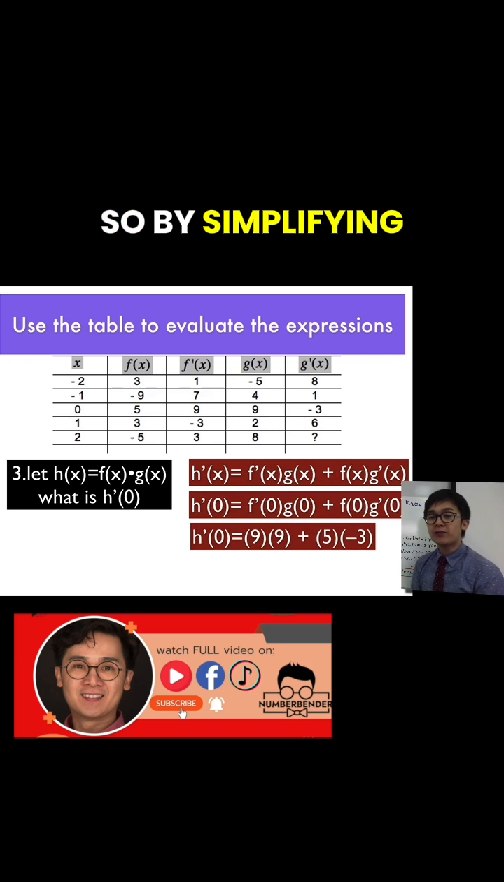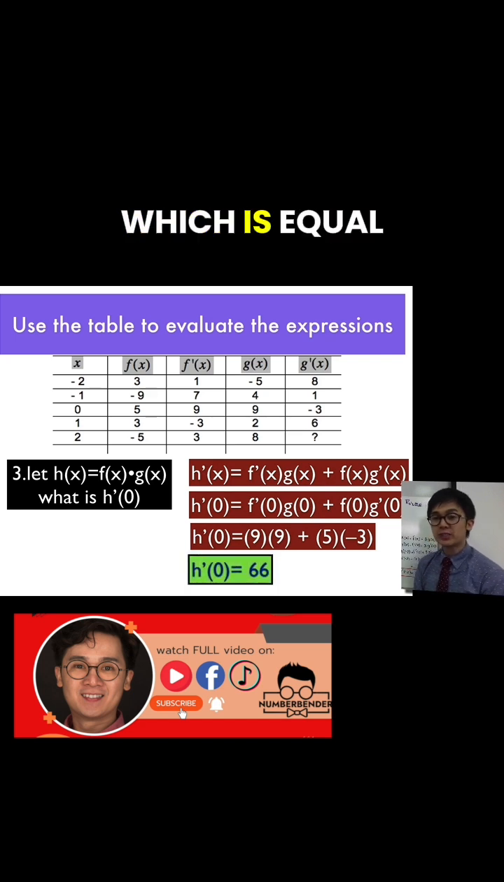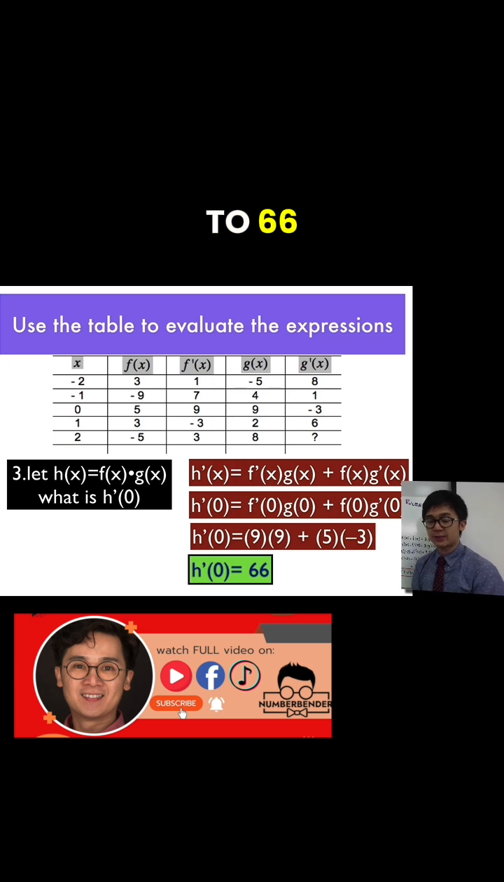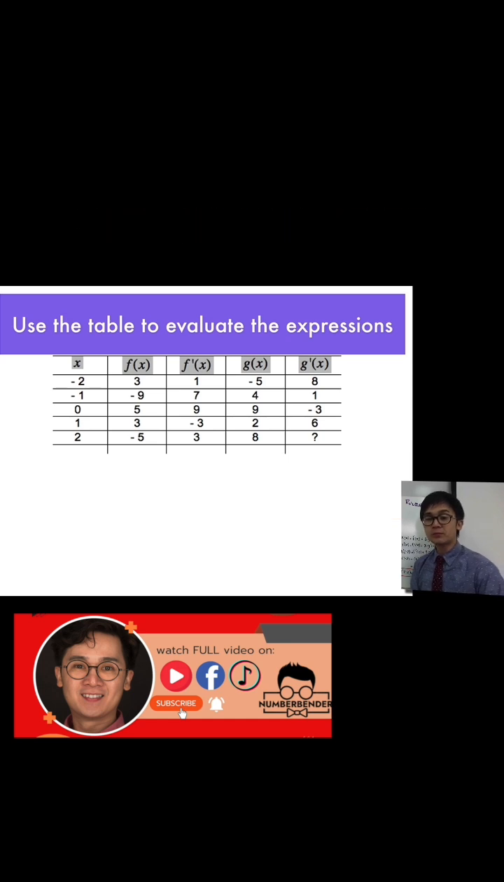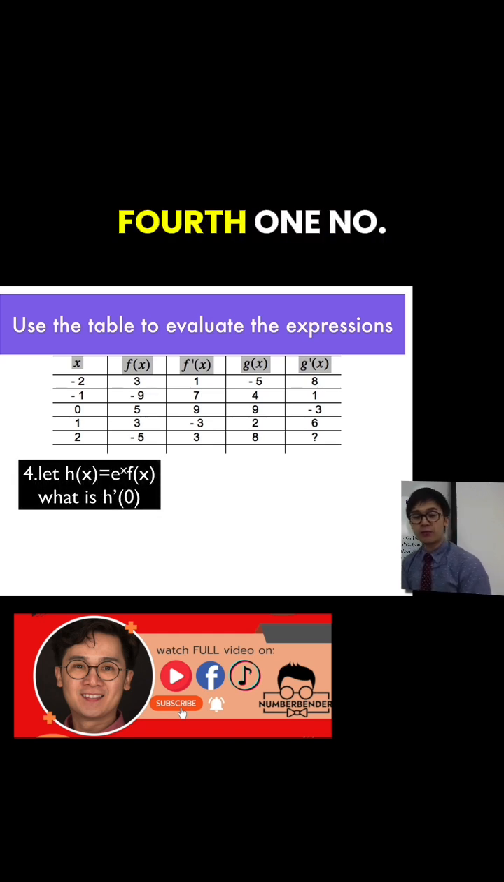So by simplifying our expression and using our table of values, we found h prime of 0, which is equal to 66. And that is how we use the table and the product rule in evaluating functions using our derivative rule. Let's have the fourth one.